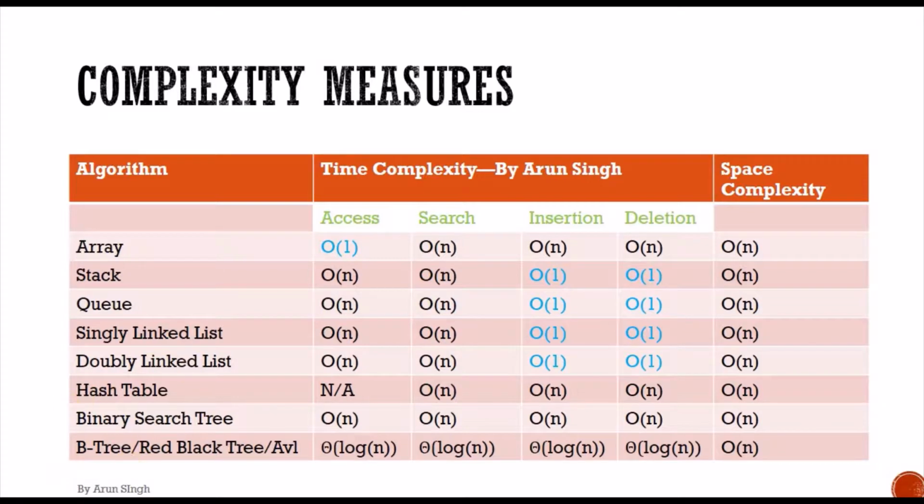Now we are talking about B tree, red black tree or AVL tree, whose access time, search time, insertion and deletion are all O(log n). If I am saying log n, then definitely I am discarding half and focusing on the other half each time.